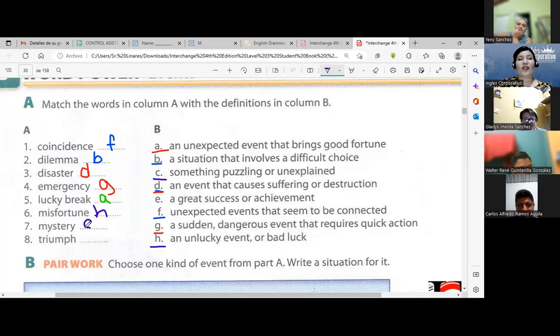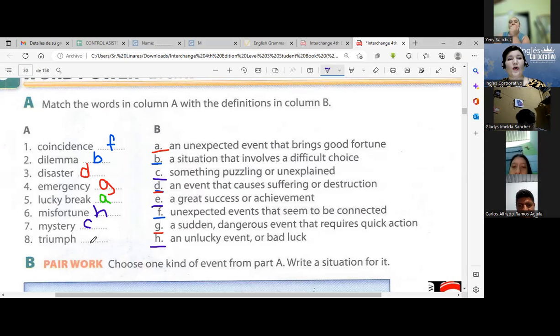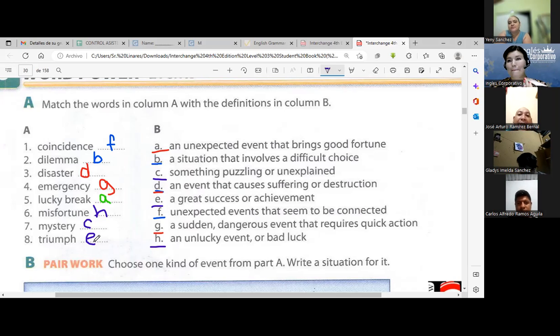And a triumph. A great success or achievement. A great success or achievement. Triumph. That's the pronunciation. Triumph. Yeah. Triumph. Triumph. You see?